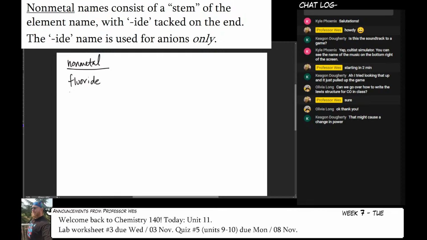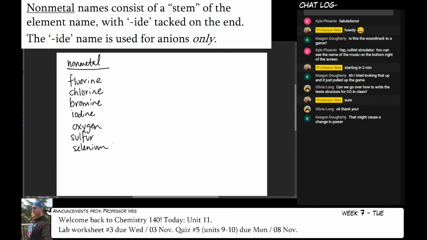So we've got fluoride. Oops. Not fluoride, sorry. I want to give you their actual names real quick, so we'll put the ides in a second. Fluorine, chlorine, bromine, iodine. I'm going to ignore anything that's radioactive because you're just not going to see it very often. We've got oxygen, sulfur, selenium.